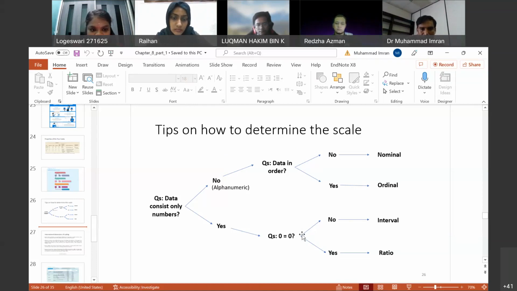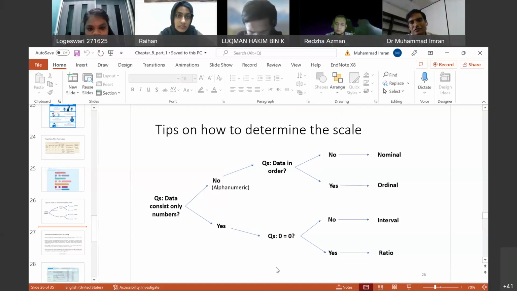See the yes one here. The question is about zero: is there a known value of 0? If yes, it is ratio. But if we don't have any value of 0, maybe we can go beyond zero, then we move to interval. If we have a value of 0, we can go to ratio. Understand? Obviously, zero weight means you have no weight. Zero means nothing. But in interval, we can go beyond 0, like negative temperature. Understand?